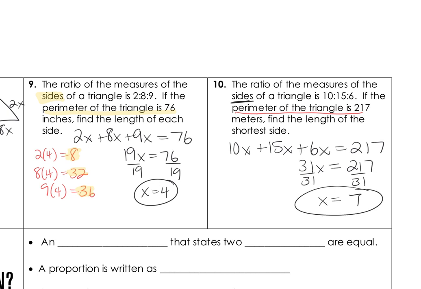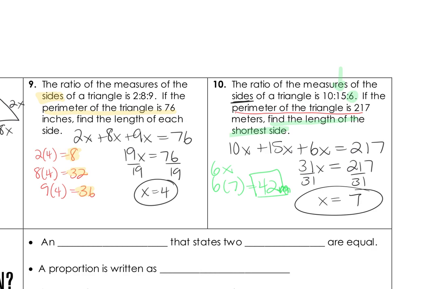Now this question is slightly different because this one is only asking me to find the length of the shortest side. Guys, in this ratio 10 to 15 to 6, the shortest side is going to be the 6. So I'm only going to plug this back into 6x. So 6 times 7, 42, that's going to be the length of my shortest side. And I guess I should put 42 meters, a little m there to be proper with the unit, okay? All right, so review stuff there.